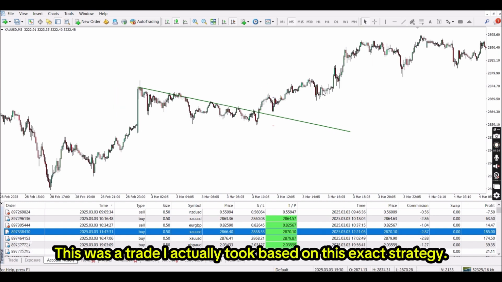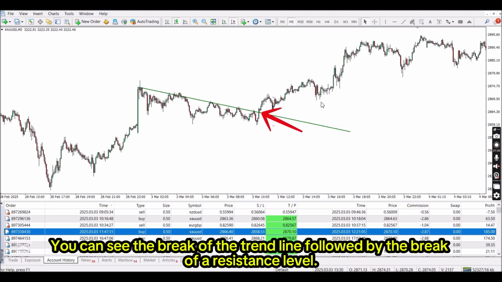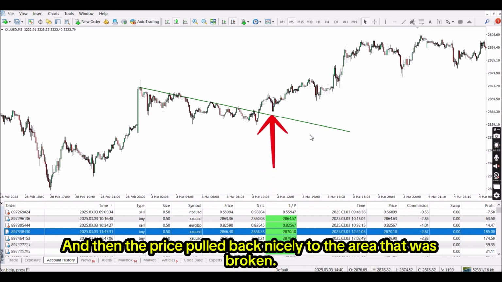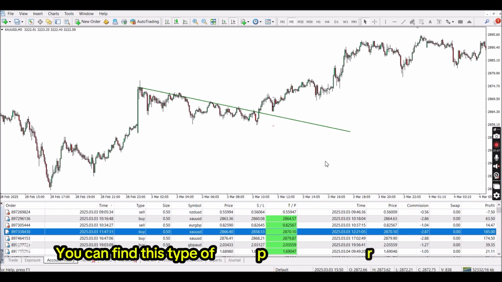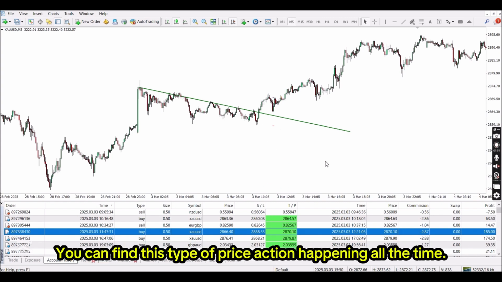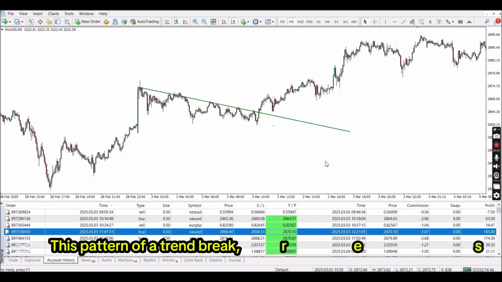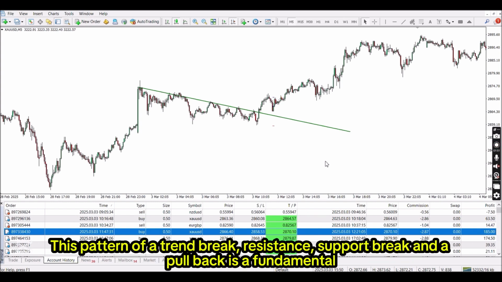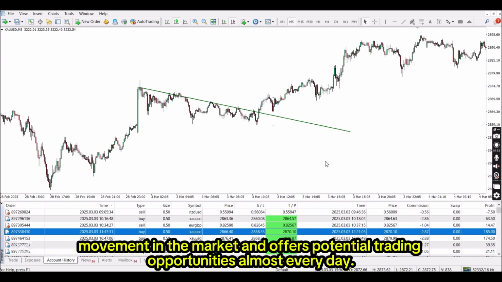This was a trade I actually took based on this exact strategy. You can see the break of the trend line, followed by the break of a resistance level, and then the price pulled back nicely to the area that was broken. You can find this type of price action happening all the time. This pattern of a trend break, resistance break, and a pullback is a fundamental movement in the market and offers potential trading opportunities almost every day.